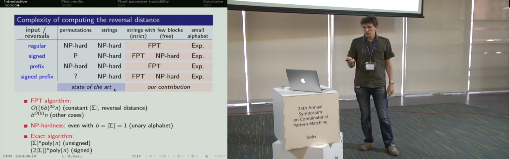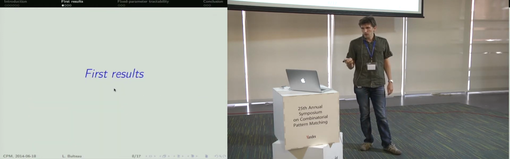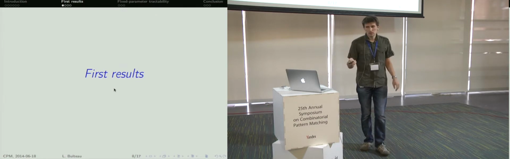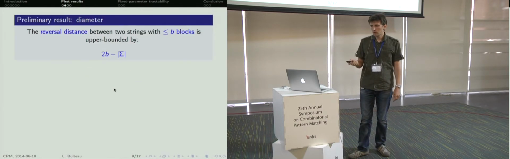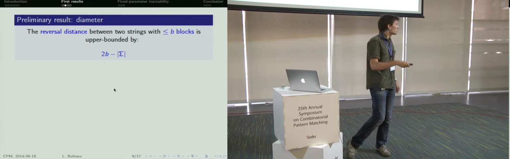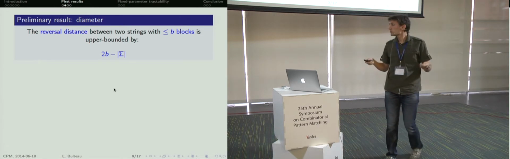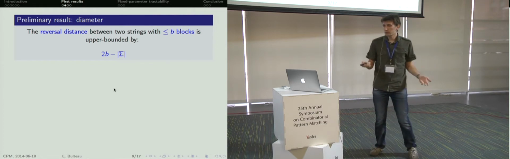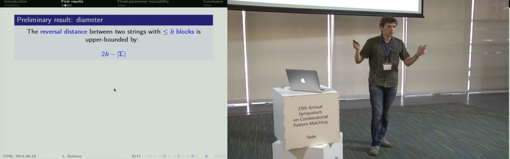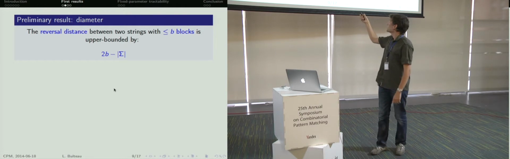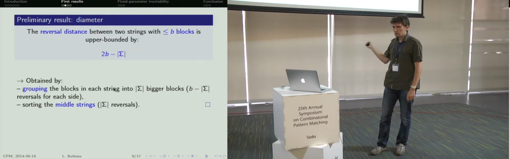Let me first present the easiest one somehow, preliminary results. And one which is going to be really useful is the diameter. So if we've got those two strings with b blocks at most, we know the maximum distance can be bounded by a function of b. That's quite easy to see.